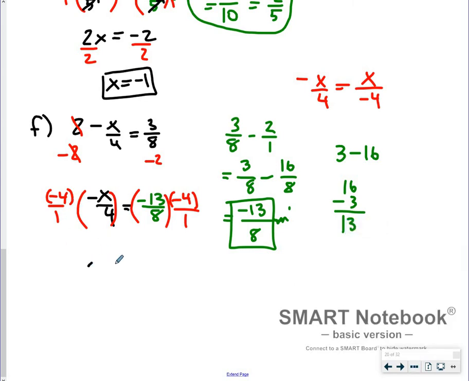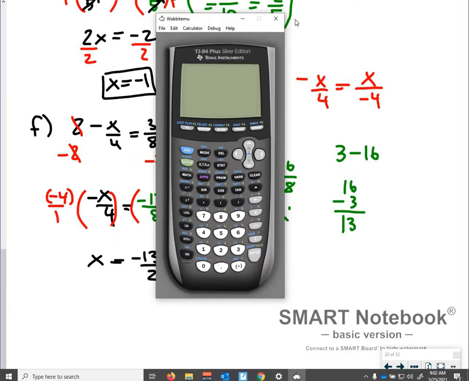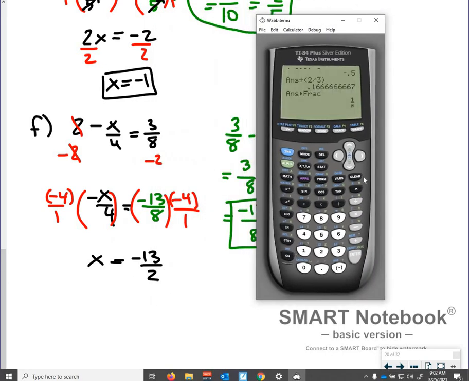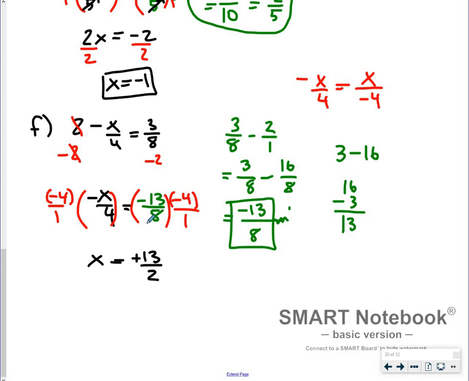So the left side will be positive x, and the right side will be negative 13 over 2, which you can confirm if you like, if you have access to a calculator. Negative 13 over 8 times negative 4 should be positive, so that would be positive 13 over 2. Yeah, negative times negative is positive.